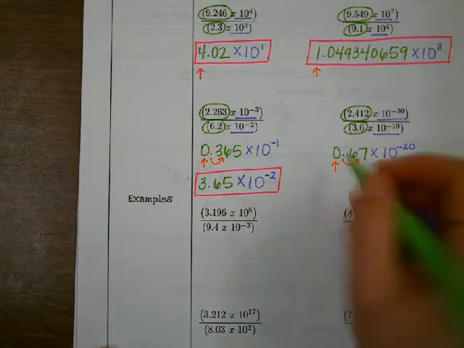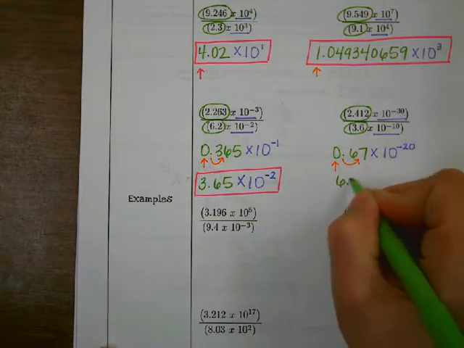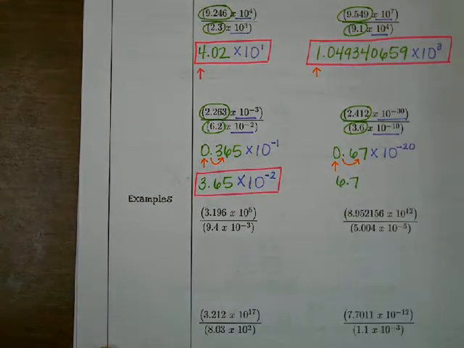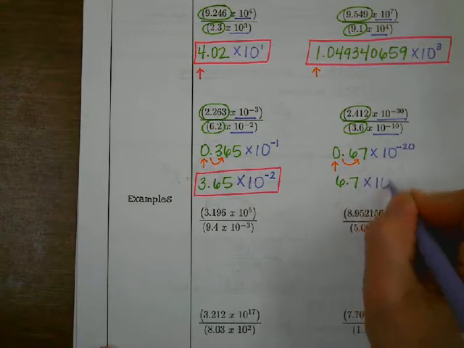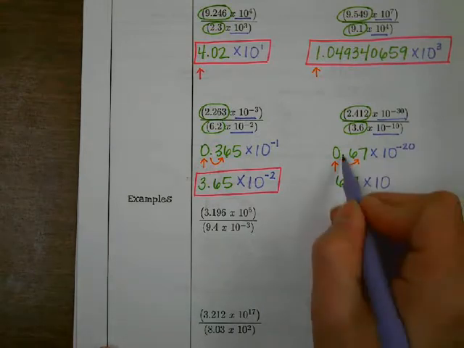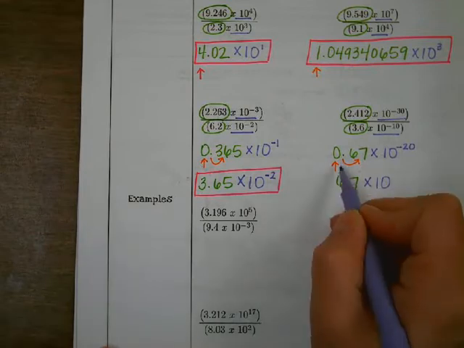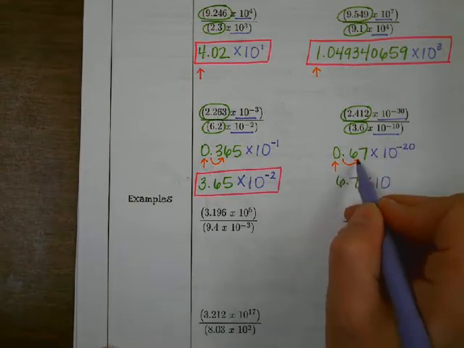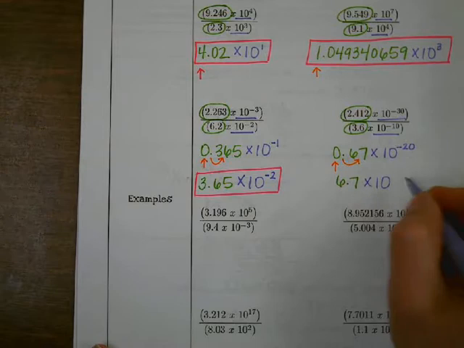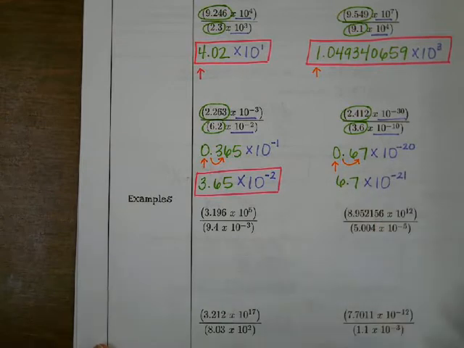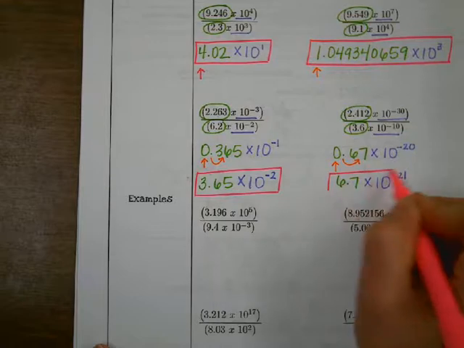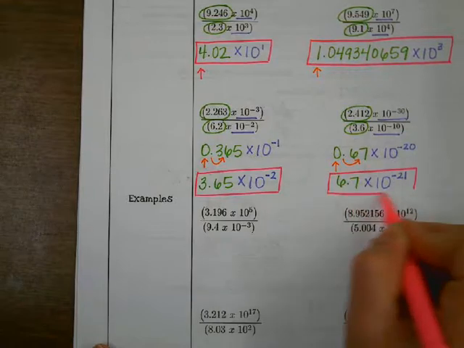So now it becomes 6.7 times 10 to the, well, remember, I would have gone to the left 20 places, but I said, hey, you got to take a step backwards. So in order to undo that, I need to go to the left 21 places. And now my answer is in scientific notation.